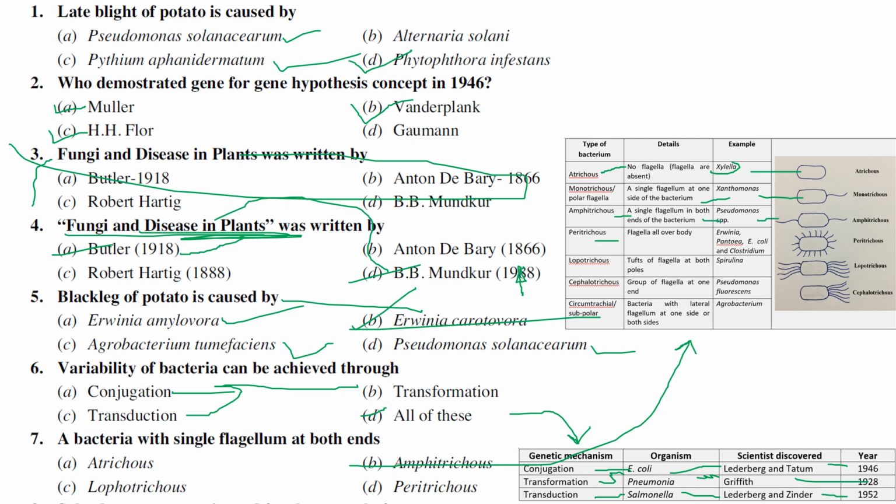So here the next one is peritrichous. Peritrichous means flagella all over the body. So all over the body the flagella is present. So examples are Erwinia, Pantoea, Escherichia coli and Clostridium, which will produce this kind of flagellation.